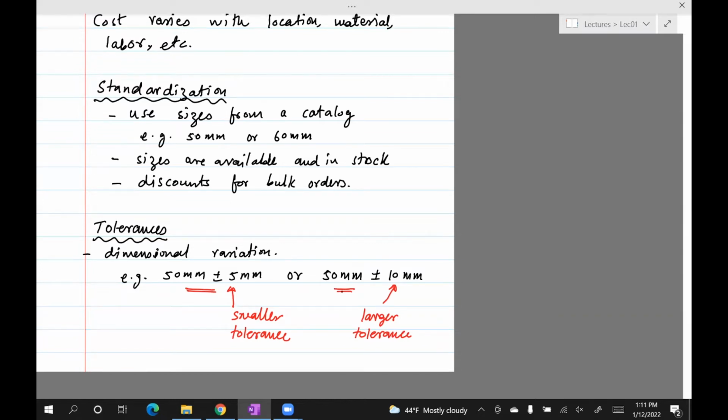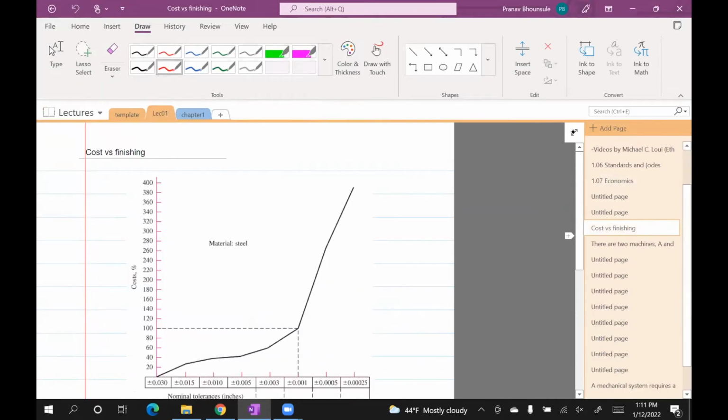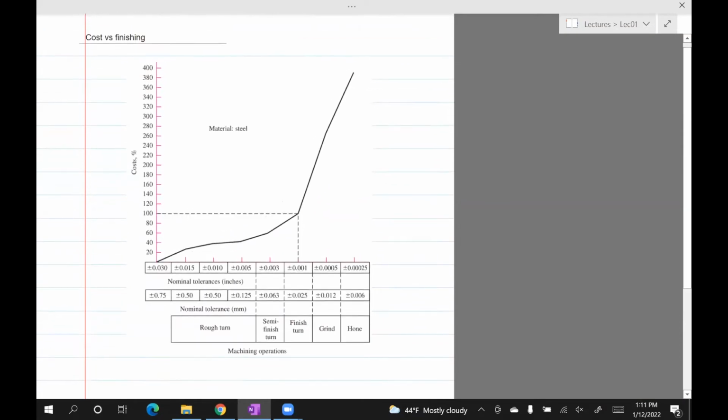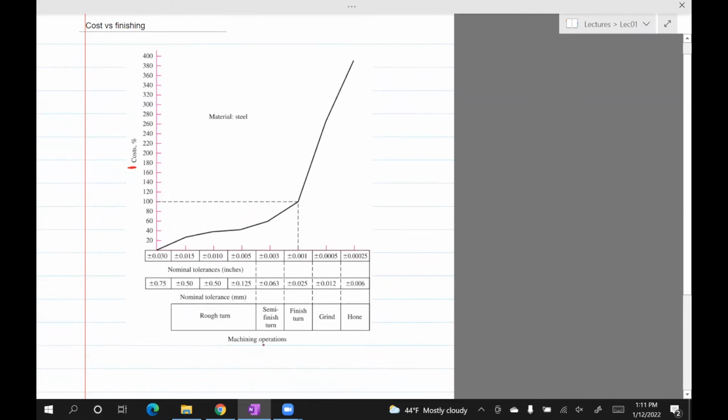So here is a diagram which I shared on the handout. This shows the cost on the y-axis and the different machining operations to get, say, a particular diameter. This is for steel. The way you read this is, if you want a shaft accurate to plus or minus 0.03, then you probably only want to do a rough turn. So in this range, up to 0.005, a rough turn would do it.